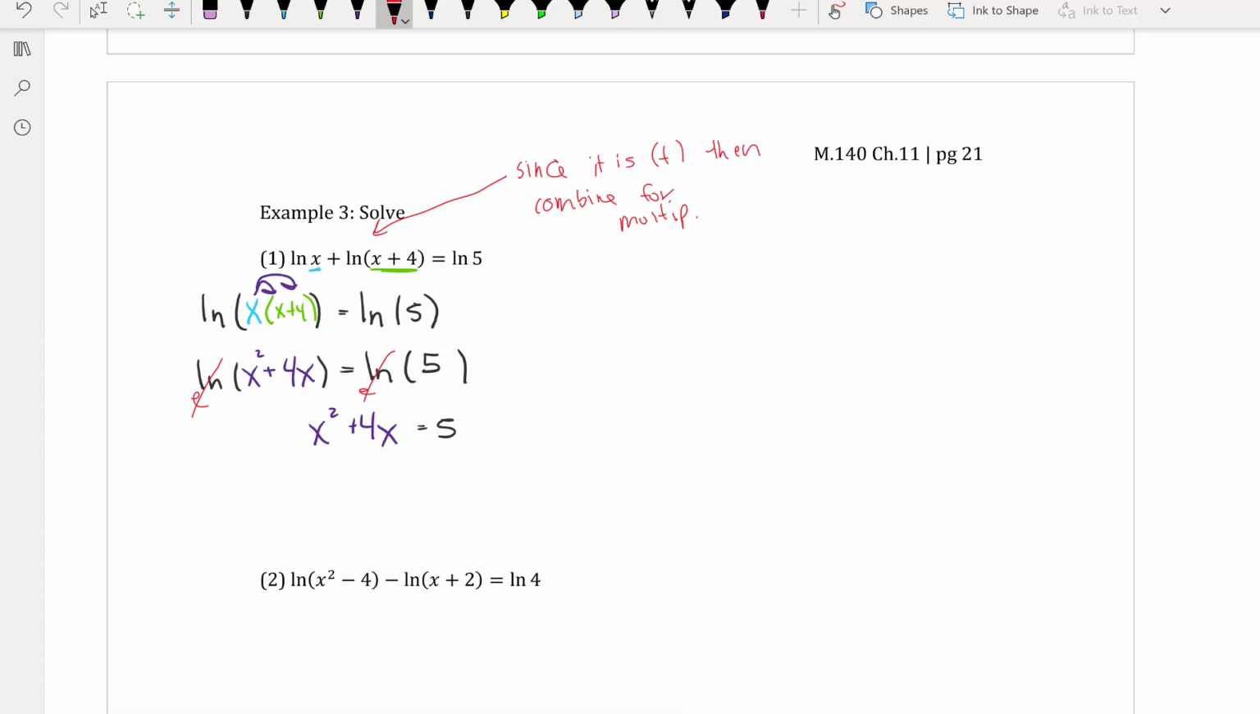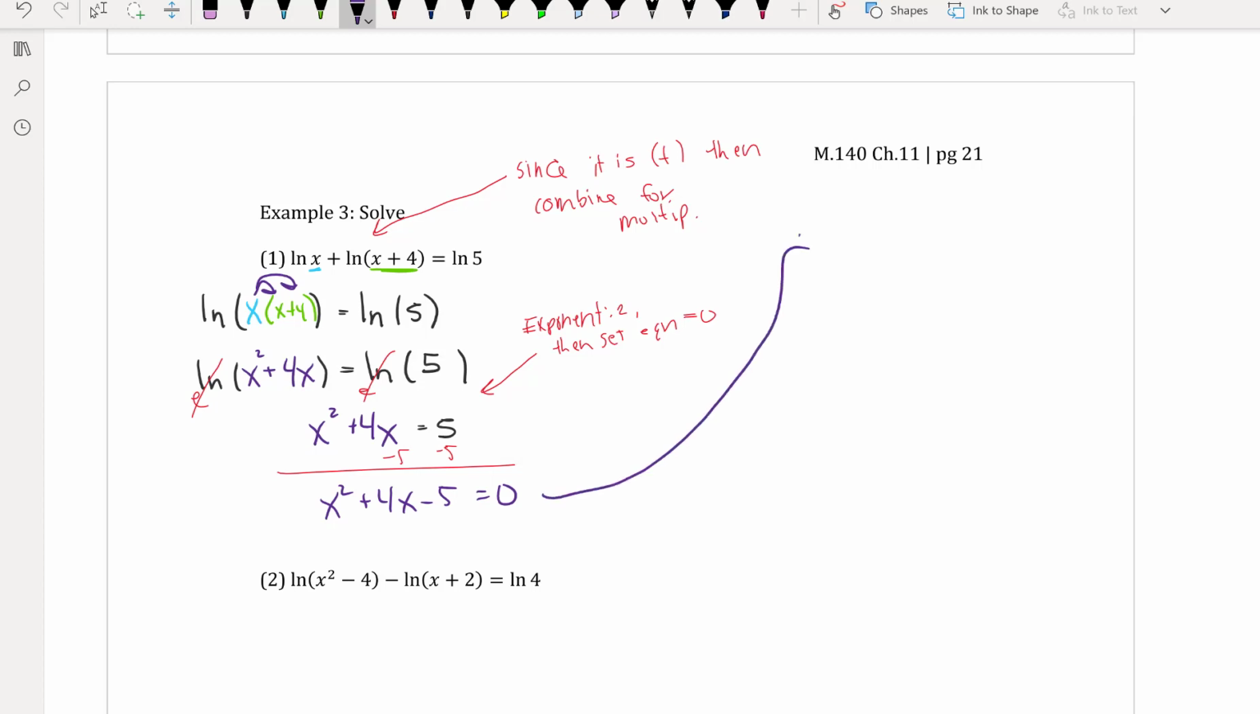So don't forget, whenever you have a degree 2, you always want to set to 0. So if your exponent is 2, then set the equation equal to 0. So I'm going to subtract 5 from both sides. That way I can get x squared plus 4x minus 5 is equal to 0.